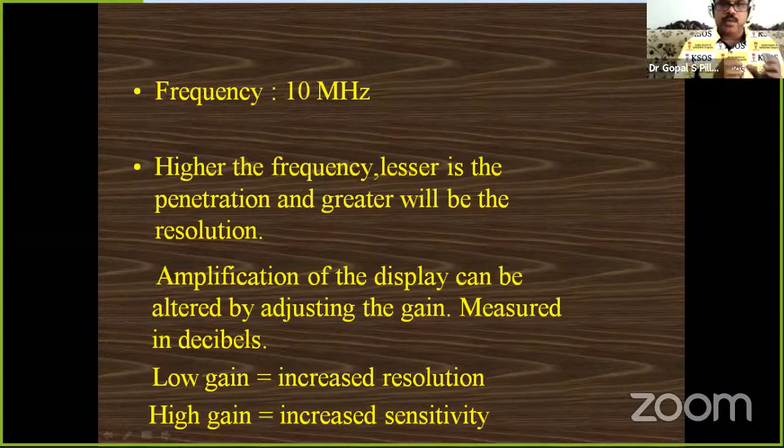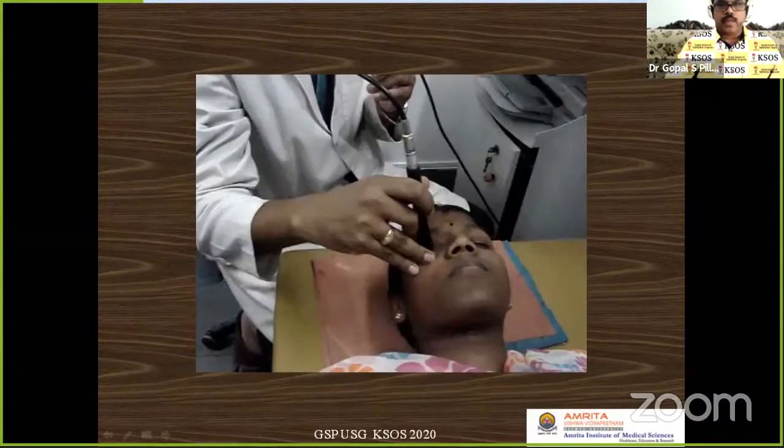Low gain means increased resolution. The resolution power is much higher. High gain means there will be a lot of grains, but it will pick up even smaller problems. So there is increased sensitivity. And that is how we do an ultrasonography.